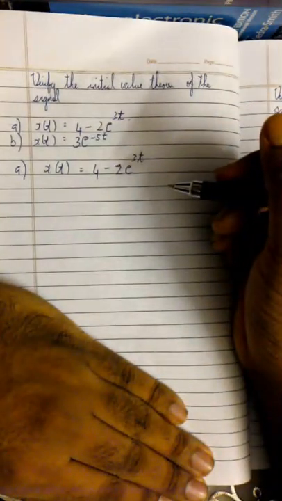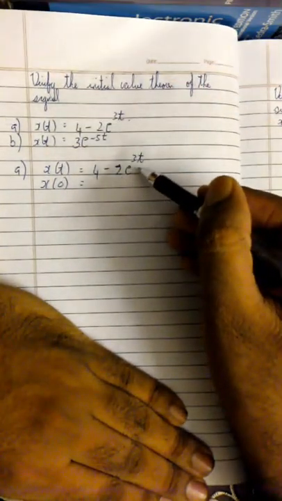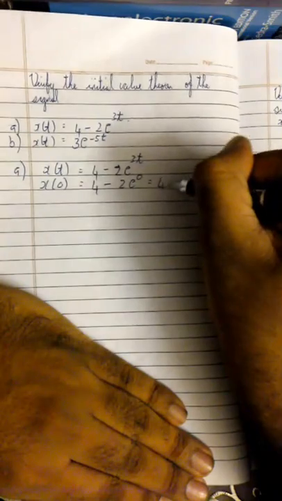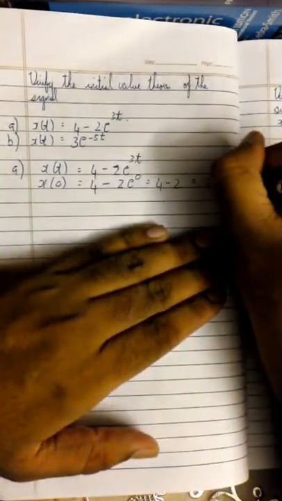given x of t is equal to 4 minus 2 into e raised to 3t. Okay, so if I want to find the initial value of x of t, that is x of 0, it is nothing but, just substitute t is equal to 0. Right, that's called the initial value. So this will become 4 minus 2 into e raised to 0, which is nothing but 4 minus 2, which is nothing but 2. This is the initial value.